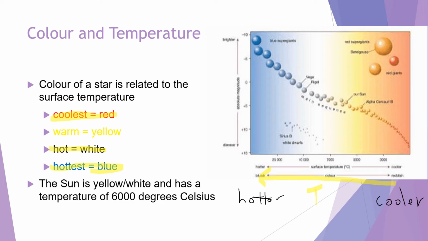okay? The sun, specifically, our sun in our solar system, is a yellow/white star. Okay, so this is a temperature of 6,000 degrees Celsius approximately. Okay, so about right here, okay, is our sun. Okay, so if we come down, okay, that gives us an approximate 6,000 degrees Celsius.